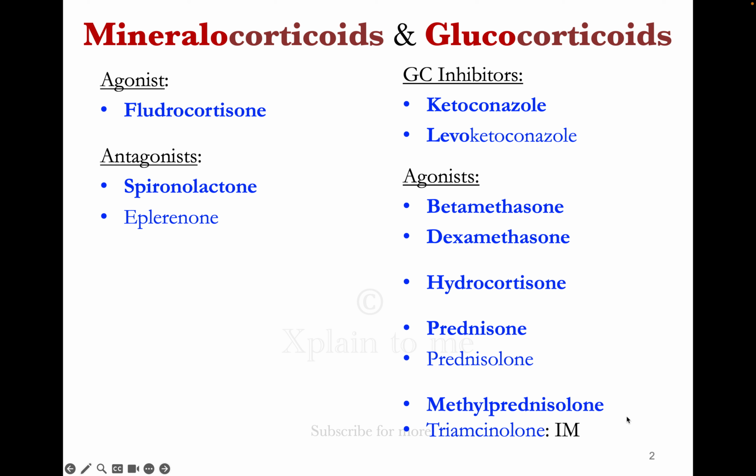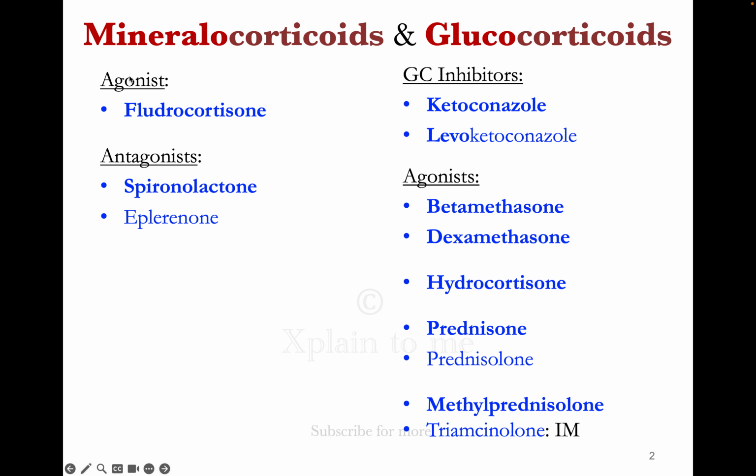This is a summary of a 2-hour lecture: Mineralocorticoids and Glucocorticoids. The first section is very short with only 3 drugs, but the second section, Glucocorticoids, has a long drug list. We will go through one by one.